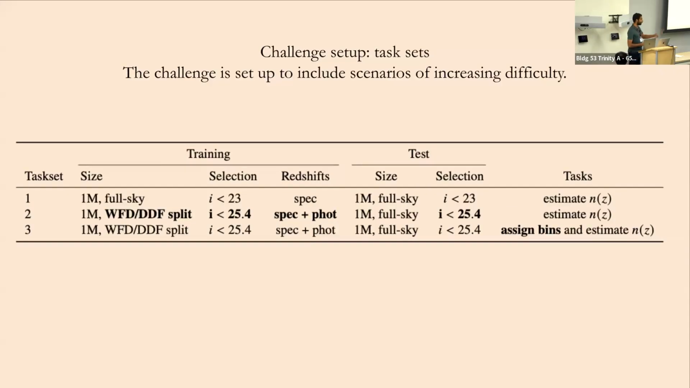In task set 2, we're going deeper. And we're also introducing a wide fast deep and deep drilling field split. In the deep drilling fields, we're introducing COSMOS-like photo-z's, where the redshifts are not the truth. So spec here means true redshift in the simulation. The photo-z's will not be the truth, and they're drawn from a distribution which is trained from the biases we see in COSMOS photo-z's and spectra in the data. And for the final task set, we're also adding tomographic binning to the job.